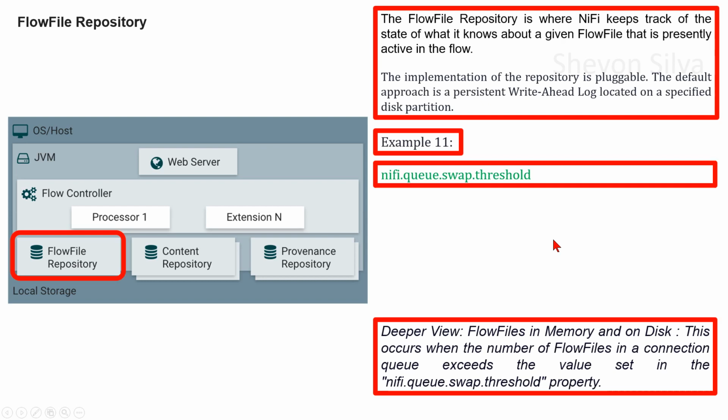There is also a notion of swapping FlowFiles. This occurs when the number of FlowFiles in a connection queue exceeds the value set in the NiFi.queue.swap.threshold property. The FlowFiles with the lowest priority in the connection queue are serialized and written to disk in a swap file in batches of 10,000. These FlowFiles are then removed from the hash map mentioned above, and the connection queue is in charge of determining when to swap files back into memory.